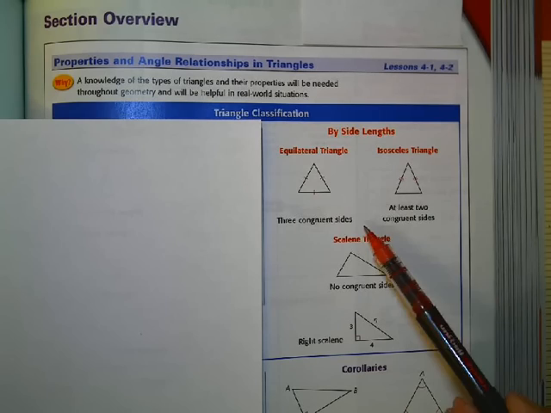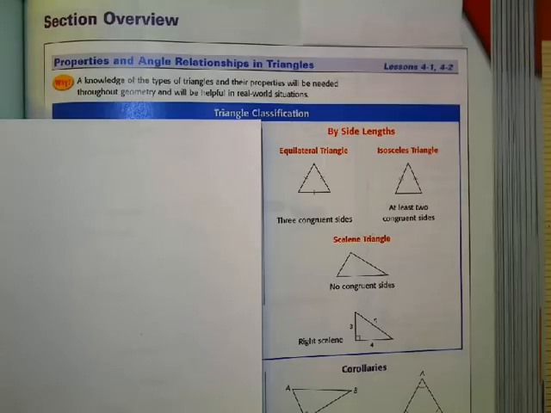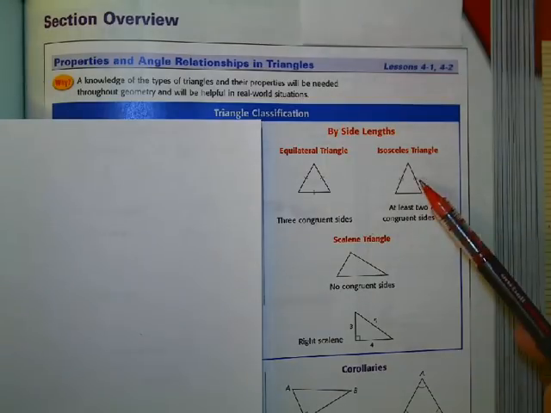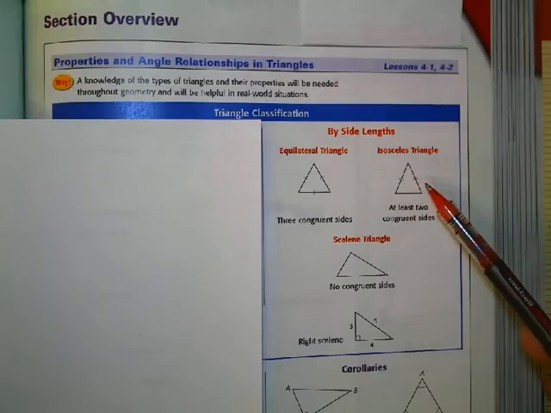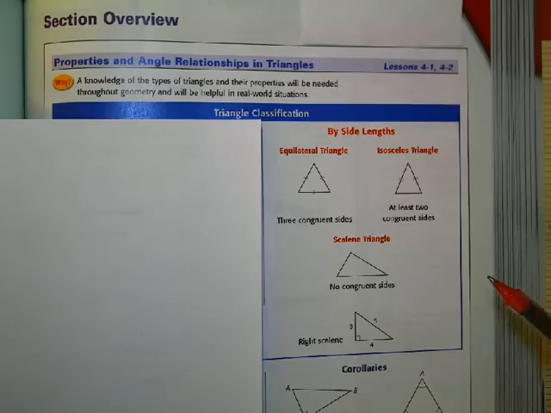If 2 of the sides are the same length, then we call it an isosceles triangle. It has at least 2 congruent sides. Notice there's 2 tick marks here and 2 tick marks here, and that shows that this side and this side are the same. Now, if no sides are the same length, they're all different lengths, then we call it a scalene triangle. It's got no congruent sides.